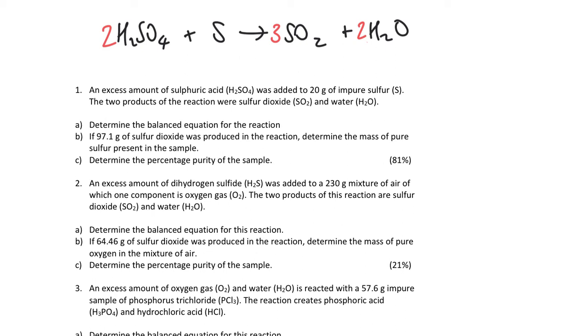Look at the substances and say which numbers have to be odd and even. What do they have to be multiples of? Things like that can help you work out how to balance it a little bit faster. So now I've got a balanced equation.